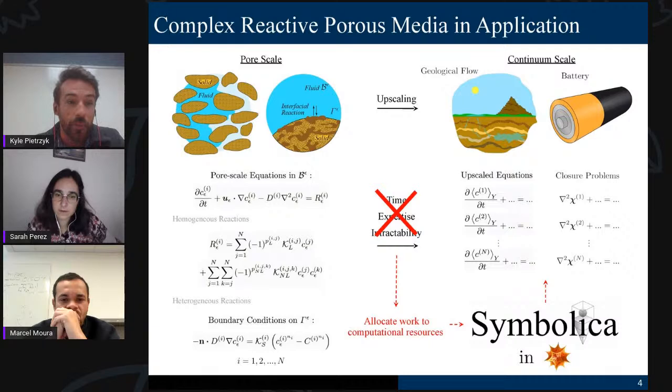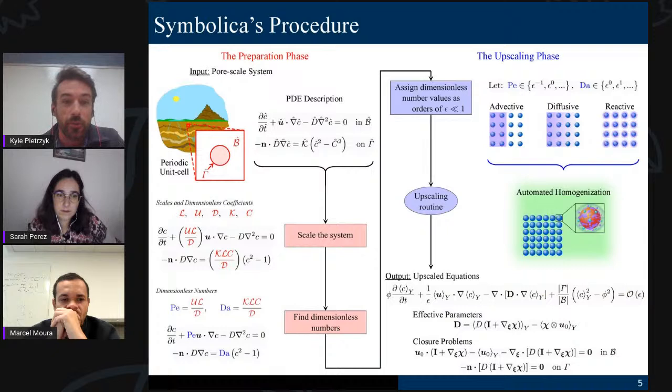So how does Symbolica work? Well, it has two phases. In the first phase, called the preparation phase, you give Symbolica basically just a description of your microscale PDEs. And then Symbolica is going to scale that system given the scales that you provide. And then it's going to find dimensionless numbers within the dimensionless coefficients that it finds. And upon doing so, it will enter the upscaling phase where it'll assign different values that you provide for the dimensionless numbers, which determine the physical regime of the system. And then it will undergo this automated homogenization procedure and provide an output, which is the upscaled equations, effective parameters, and the closure problems automatically.